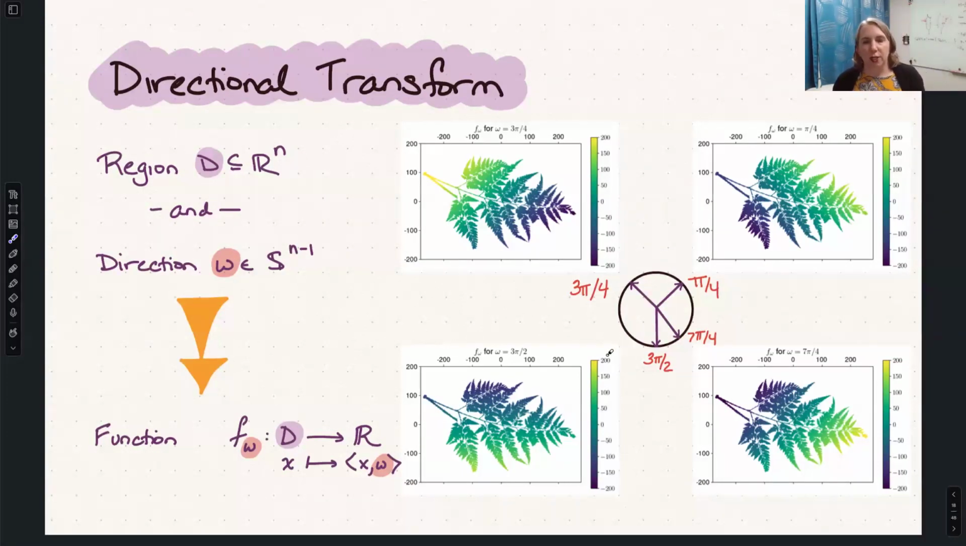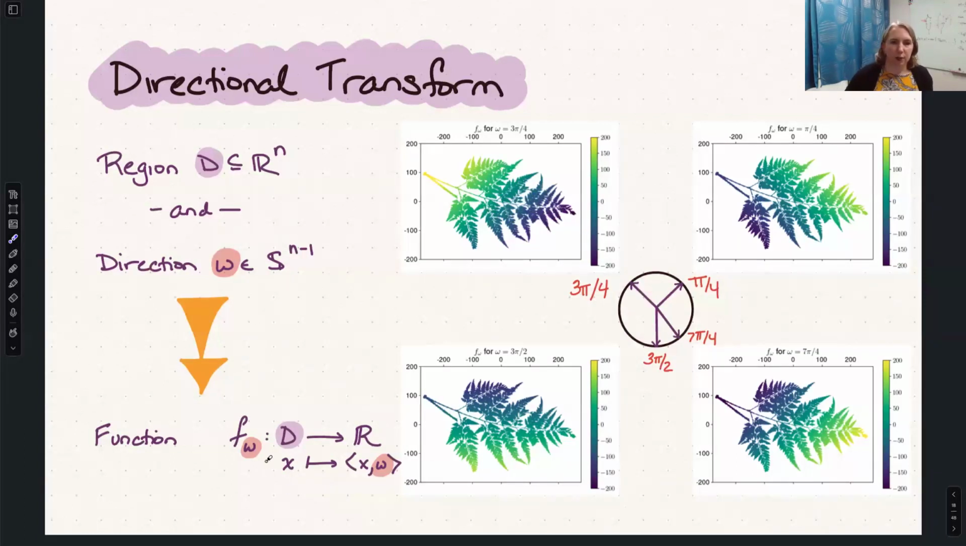I'm going to pick a direction. So let's take a look at, how about this one right here? I'm going to look at the theta equals 3 pi over 4 direction, right? So I'm going in this direction on this particular leaf. And what I'm going to do is build a function. The end goal is that you end up with a function where the level sets are the things that are perpendicular to this particular direction. You can do it really easily by just taking an inner product.